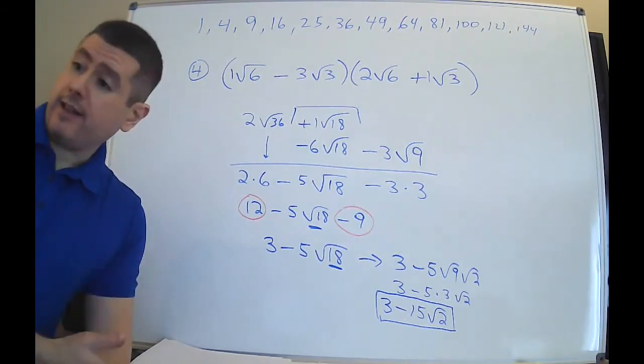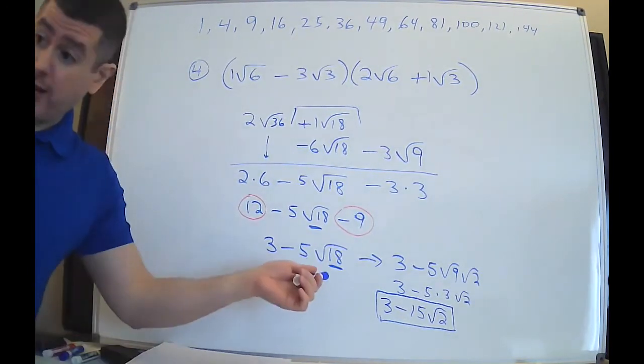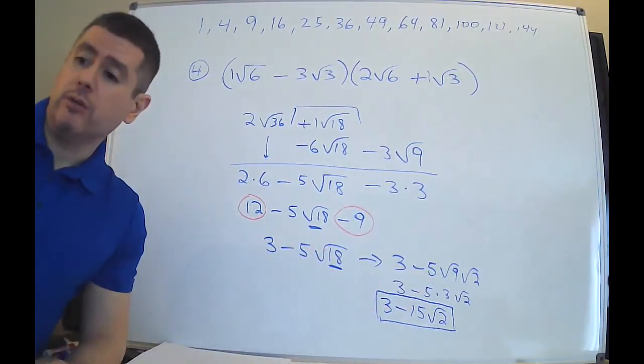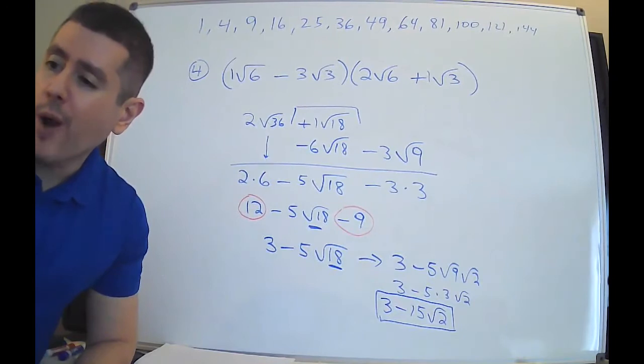So here, it's not that radical 18 is wrong. This is the right number. But you can do better than that. You can split it down into smaller radicals. So if you can break them down, you must. And I'm going to do one more bonus one.